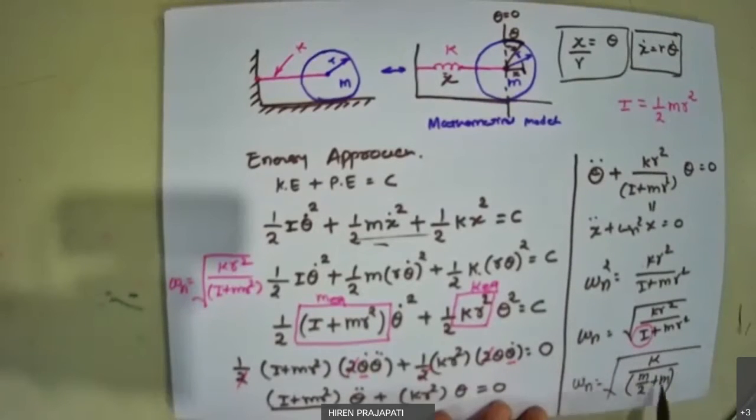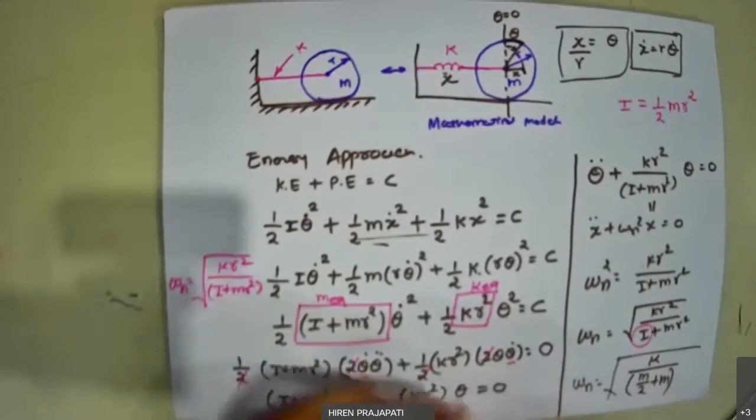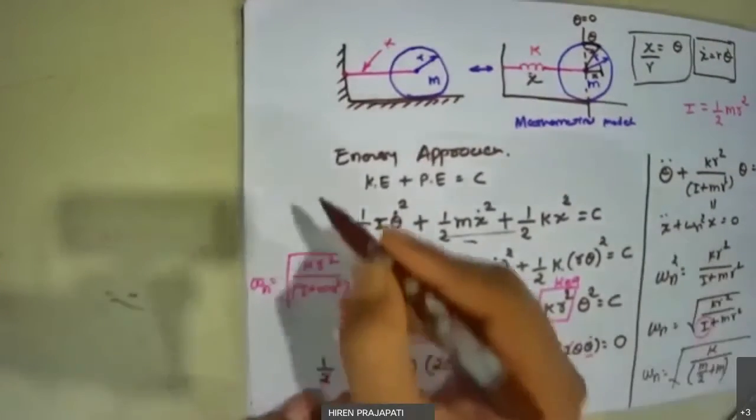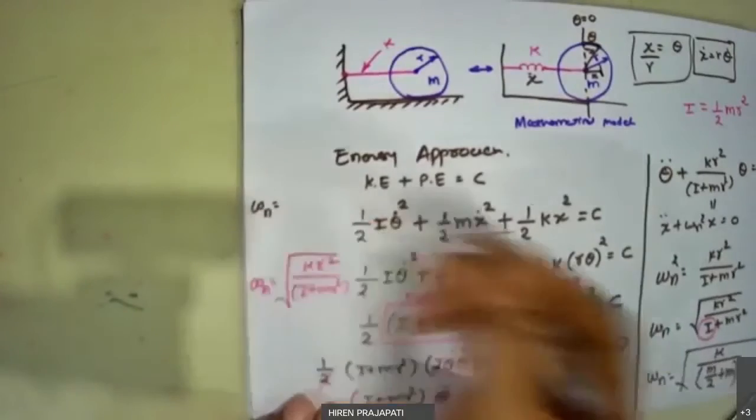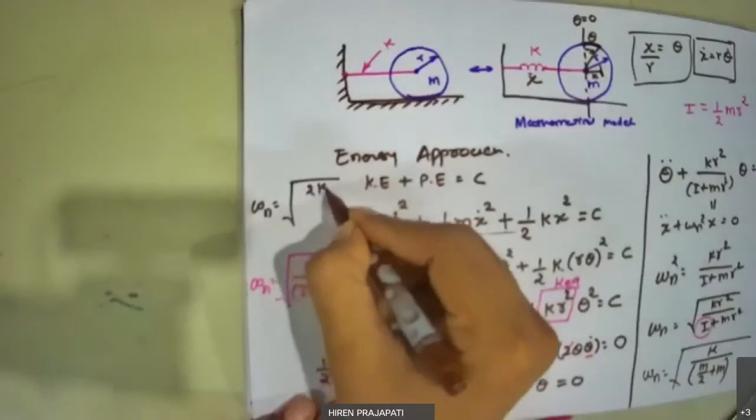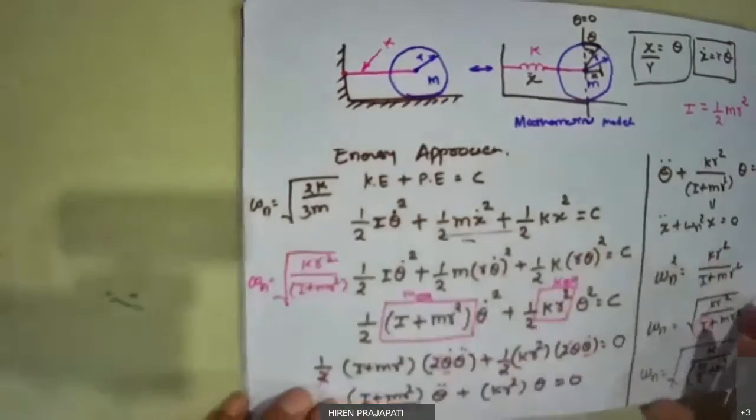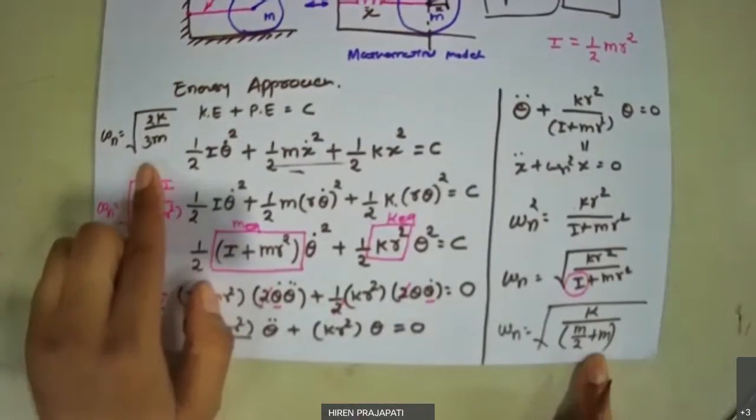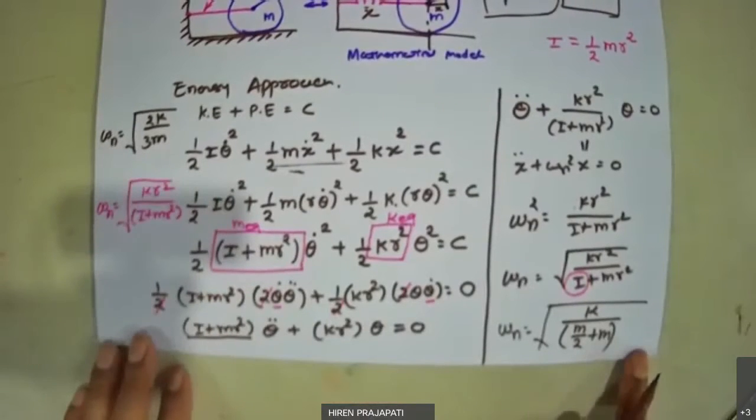Now this is the natural frequency equation. If we go for more simplification, I take LCM, then we'll get 2k by 3m. So our natural frequency equation, omega n, will be the square root of 2k by 3m. I hope it is clear.